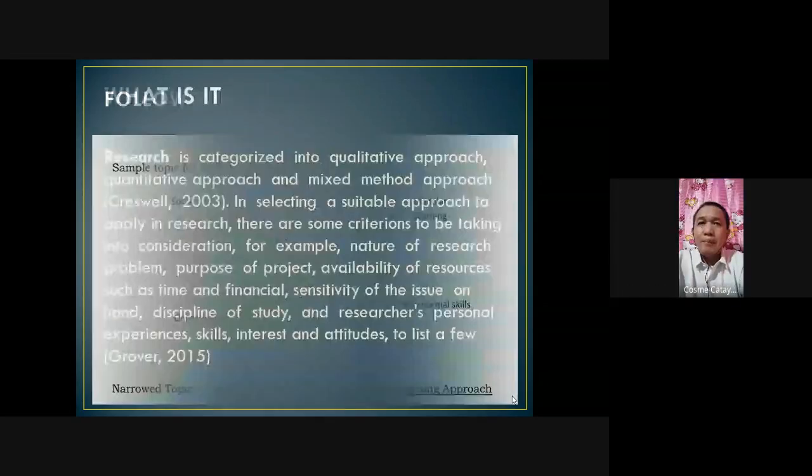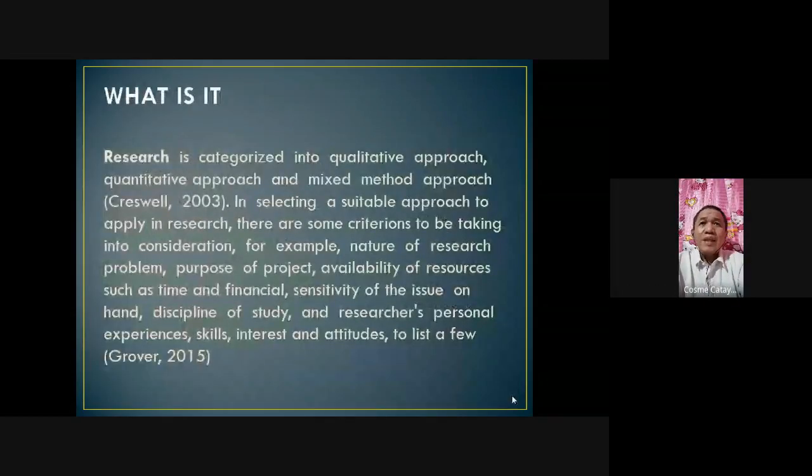Modular learning approach. What is it? Research is categorized into qualitative approach, quantitative approach, and mixed method approach. That is according to Creswell in 2003. In selecting a suitable approach to apply in research, there are some criteria to be taken into consideration.